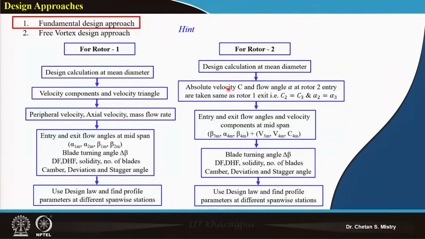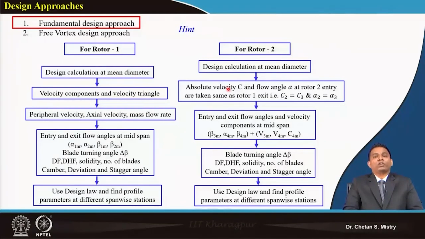Okay. Here in this case, for rotor 1, when we start our design, we will be having a mean diameter. We need to calculate our mean diameter. Then, based on this mean diameter, we will be doing our calculation for different velocities, and velocity triangles we will be developing at the mid station. Then we will be checking the peripheral speed, axial speed, and mass flow rate.